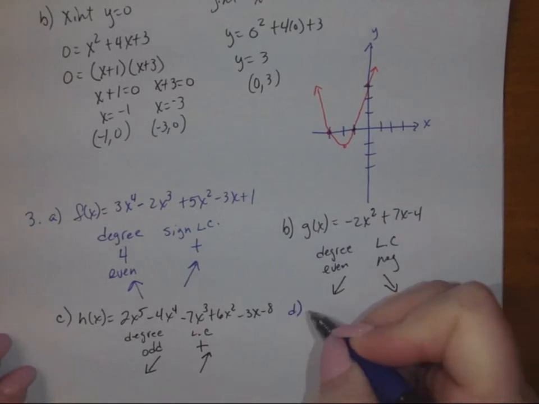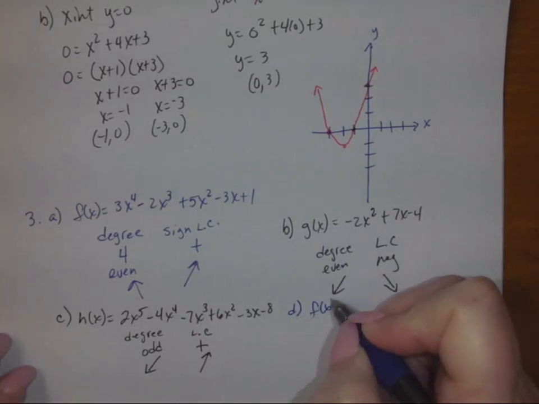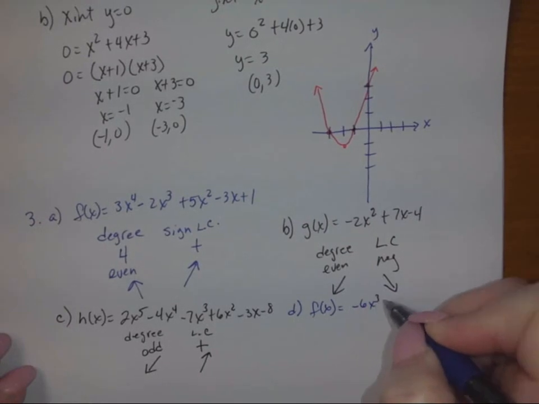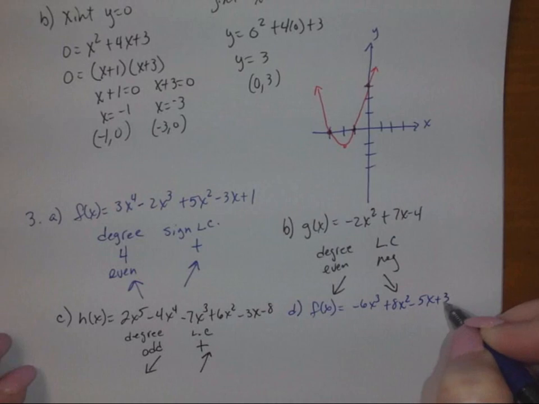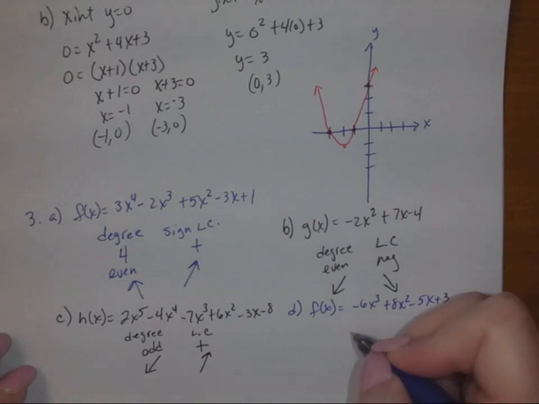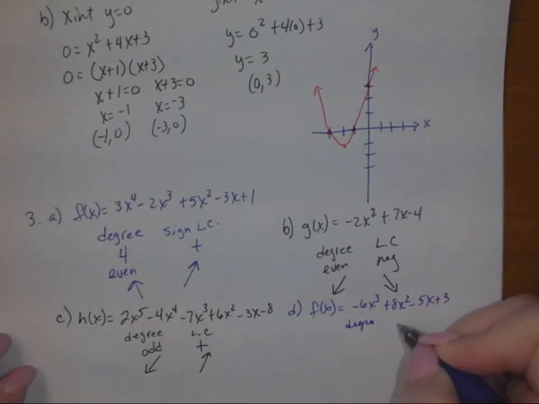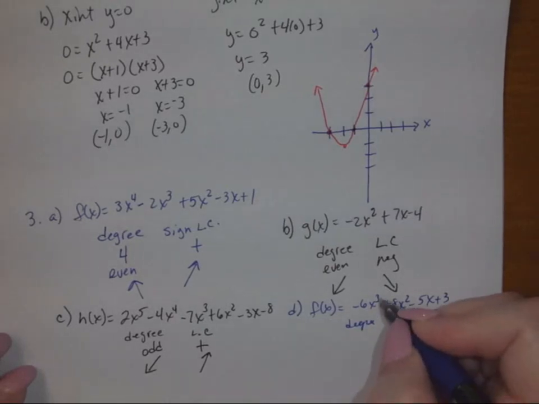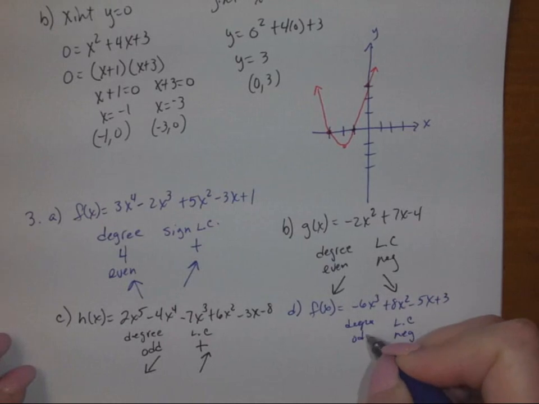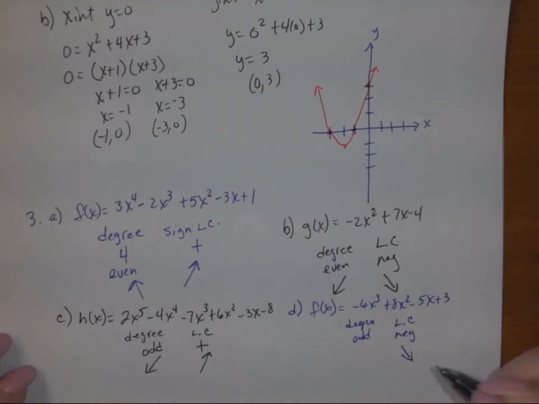All right, for part D, we have f of x is equal to -6x cubed plus 8x squared minus 5x plus 3. So again, we're looking for the degree, and we're looking for the leading coefficient. The leading coefficient is negative, so we know on the right it's going to go down, and our degree, again, is odd. So it's going to go down on this side, odd goes opposite, it'll go that way.